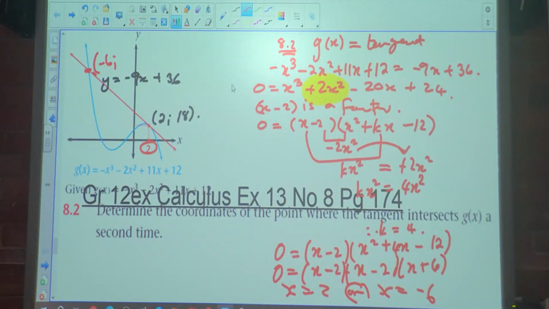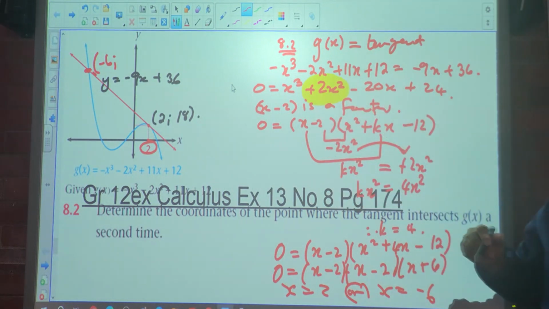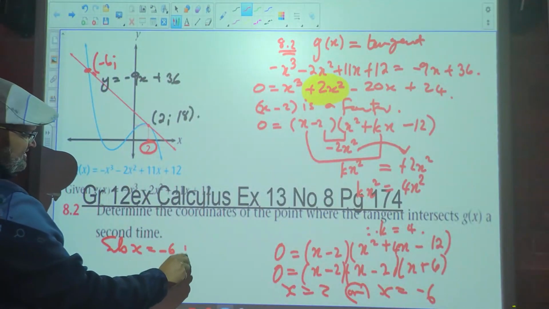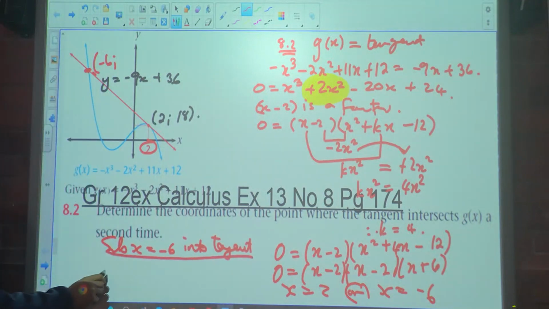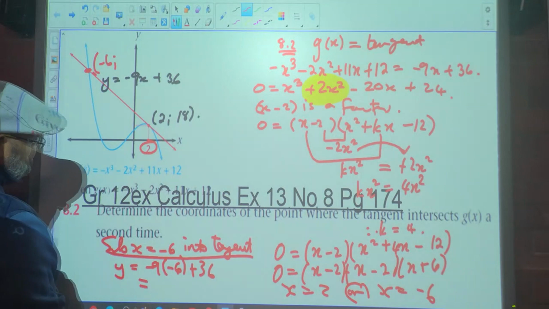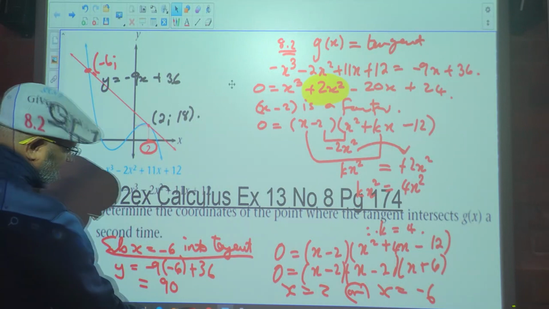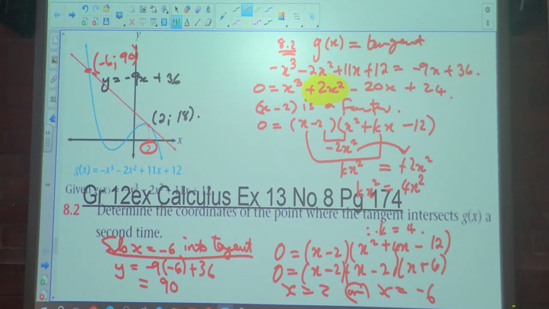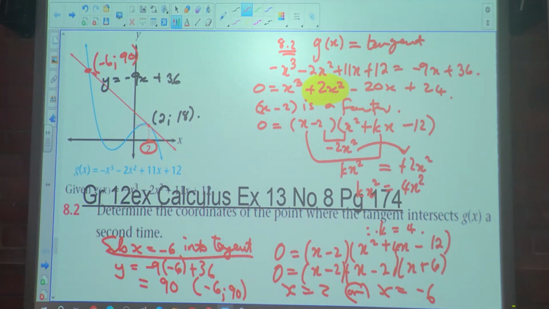So what do I do with that? I substitute negative 6 either into the straight line or into the cubic function. You see that, people? So we're going to substitute x is equal to negative 6 into the tangent. So y is equal to negative 9 times negative 6 plus 36. So it's going to give you 54. 54 plus 36, 90. I'm getting 90 here. Just check this one. Right. So that is the other point of intersection, which is negative 6 and 90. Alright?